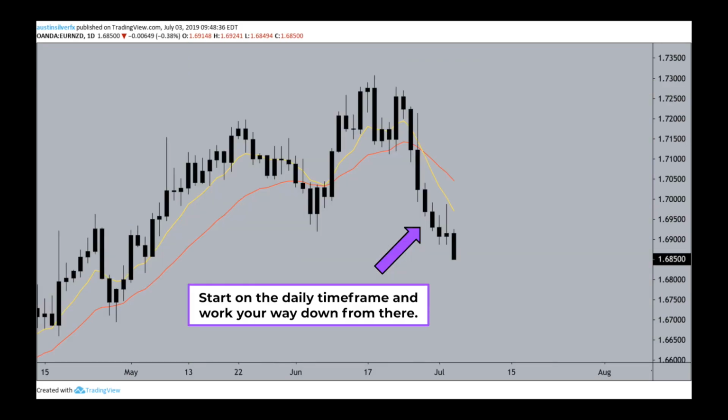Let's go into another example here. This is Euro NZD on the daily chart. Again, we start on the daily and work our way down. You can see over the last 6 days or so, since we shifted down, you see the 8 and 21 cross, we now are in a downtrend. We're short biased here on the daily time frame for the last 6 days.